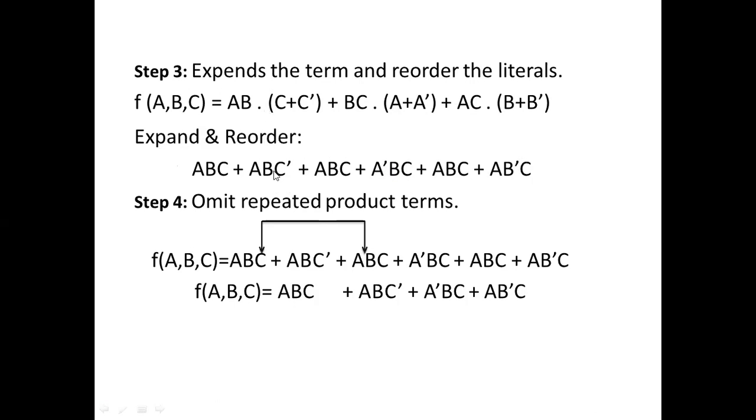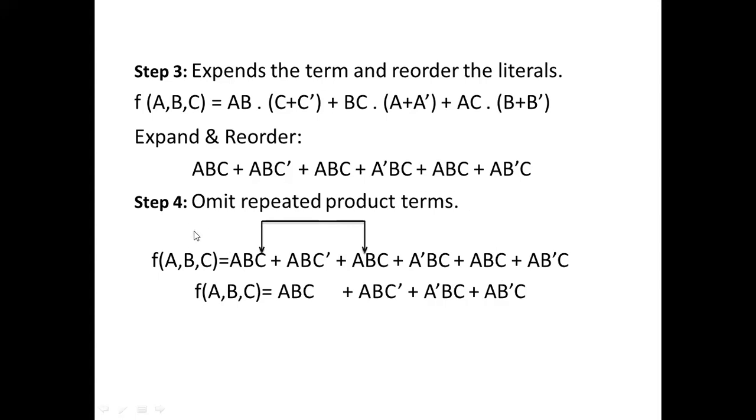Then in the fourth step, we have to reduce the terms. In the fourth step, we have to omit the repeated product terms. So from the given equation, which part is repeated? I'll indicate this one: ABC and ABC. This is the repeated part. So instead of writing this ABC twice, we consider only one. Find out if any other term is present here.